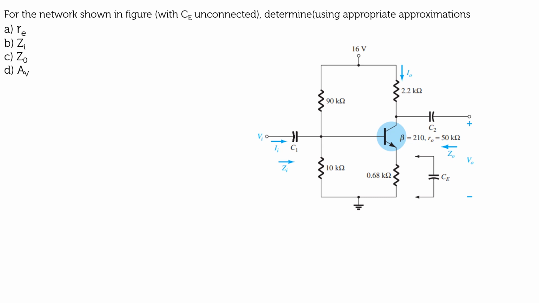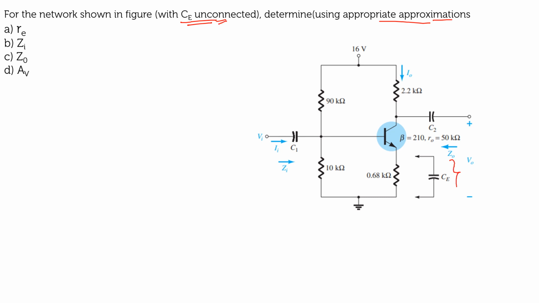For the network shown in the figure with CE unconnected, determine, using appropriate approximations, RE, ZI, that is input impedance, output impedance, and your voltage gain. Okay, so there are two conditions. One is CE is unconnected.